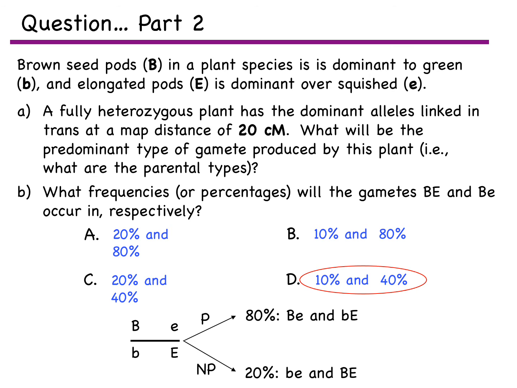And so you have to cut these numbers in half because there's two different parental types and two different recombinant types. So the correct answer is 10% and 40%.